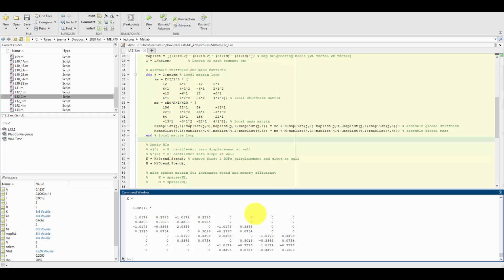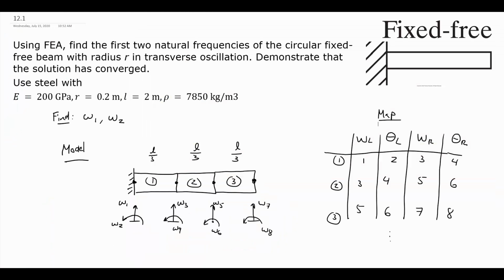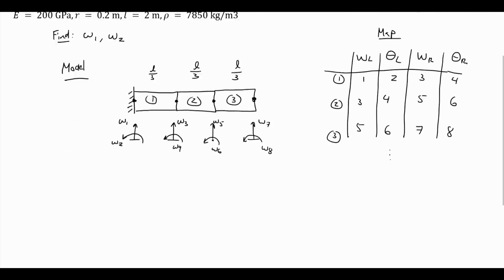All right, so this is what we get for K, and this is what we get for M when we only have those 3 elements. So now let's go back and see how we apply our boundary conditions for this problem. When we're working with the finite element approach to solving for the natural frequencies, or eventually solving for the motion of this system, we need to impose our boundary conditions.